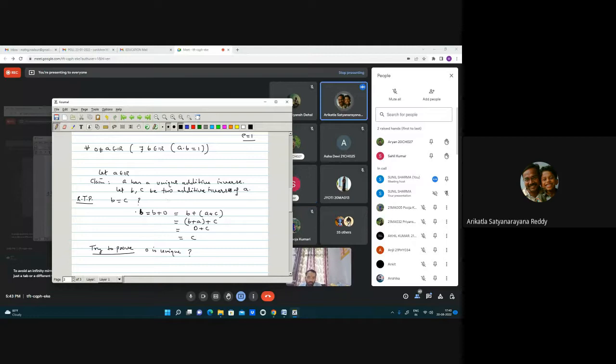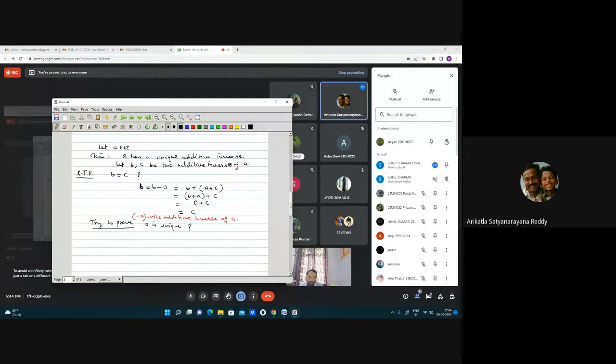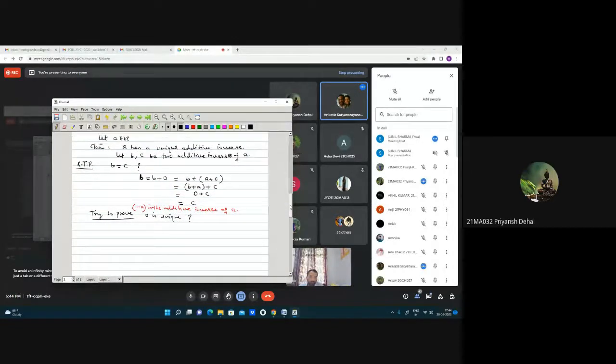Since it is unique, I am now denoting it as minus A. Are you okay? Yes, sir. So now we are telling it is minus A. Minus A is actually the additive inverse of A, but an additive inverse may be more than one. But we proved it is unique. Because of that we denote it as minus A. Minus A is a symbol. Symbol for what? It is the additive inverse of A. Since it is unique, I am giving some name to it. Is it okay, Priyanshu? Yes, sir.